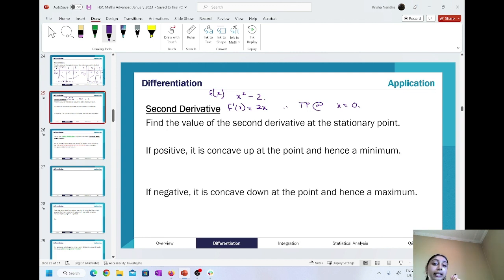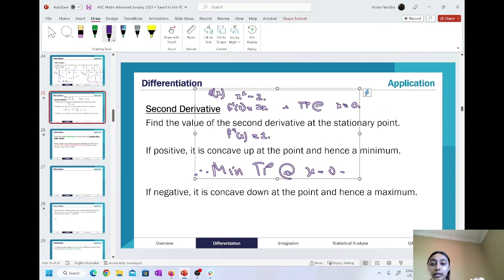Okay, now I need to find the nature of the turning point. I could do two things. I could do the bucket hat test that I just did before, or I could find the second derivative. So f double dash x will just be equal to 2. Okay, so at any given time, it is a positive concavity. Therefore, min TP at x is equal to 0. Okay, that's how that works. We'll go through more questions like that in the near future.